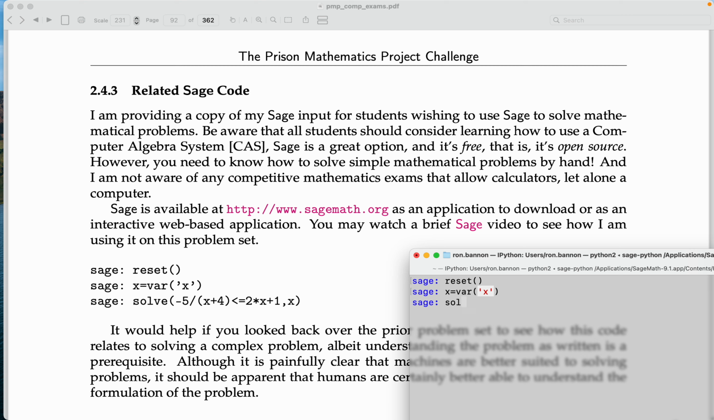The next thing, it looks like it says it wants to solve. Now certainly we've solved equations and inequalities before. The problem is that sometimes when you're solving something, if you don't understand how to do it by hand, a computer really is probably going to be of no help to you.